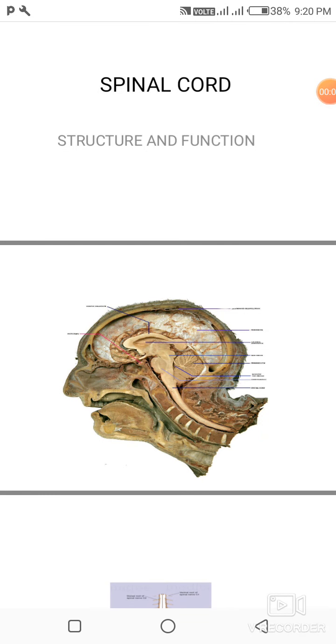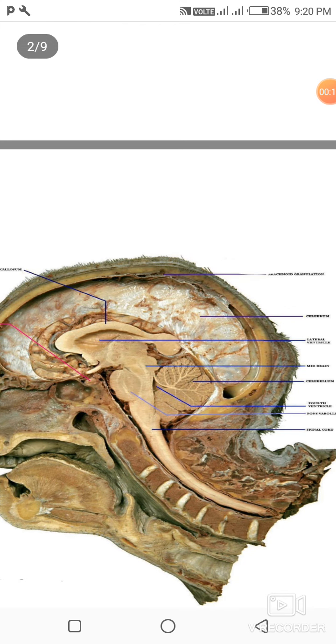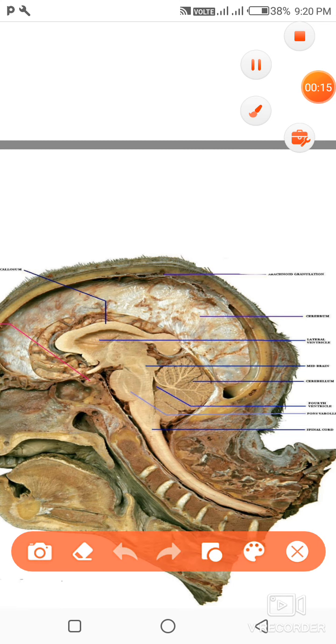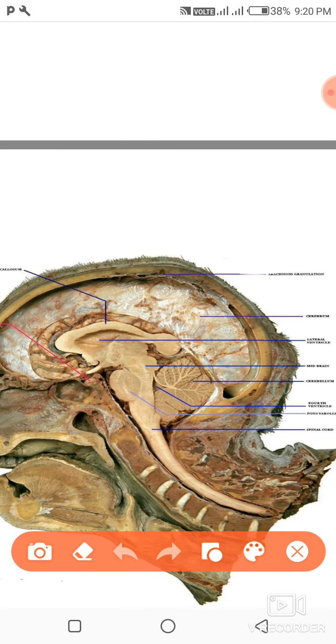Part of our lesson is structure and function of spinal cord. Earlier we discussed structure and function of brain. Spinal cord is the extension of medulla oblongata of brain, which passes through the vertebral column. I have shown it with a blue line. Extension of the medulla oblongata of brain.